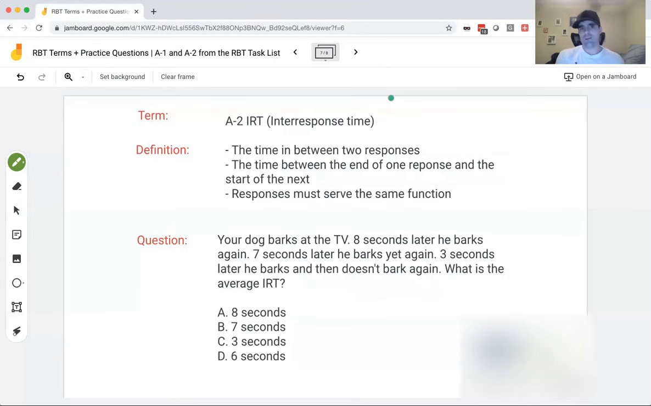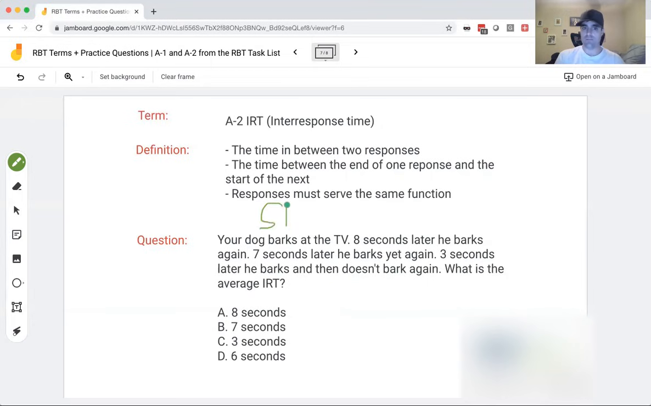Okay, inter-response time, A2. Time in between two responses, time between the end of one response and the start of the next. Responses must serve the same function. So now we're measuring from response 1 to response 2, okay? So the end of the first response to the beginning of the next. Responses must be in the same response class, okay? So barking to barking, screaming to screaming. Those are easy because they look the same, and they serve the same function. The responses don't necessarily need to look the same, but they have to serve the same function to measure IRT, okay? So that would look like this.